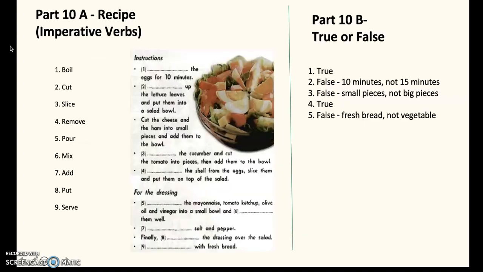For 10A, it's about the recipe. You need to fill the imperative verbs into the recipe, and here are the answers. It started with boil the eggs for 10 minutes, cut up the lettuce leaves and put them into a salad bowl, cut the cheese and the ham into small pieces and add them to the bowl. Number 3, slice the cucumber and cut the tomato into pieces, then add them to the bowl. Number 4, remove the shell from the eggs, slice them and put them on the top of the salad.